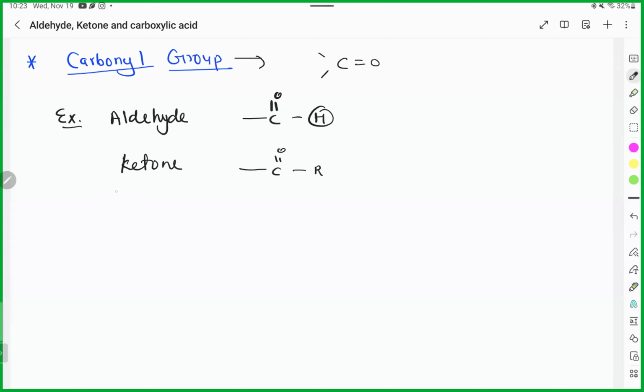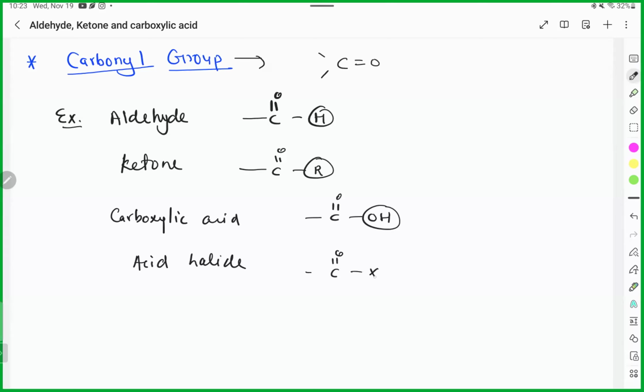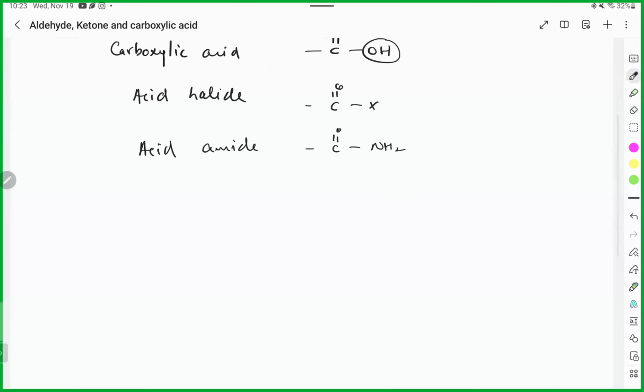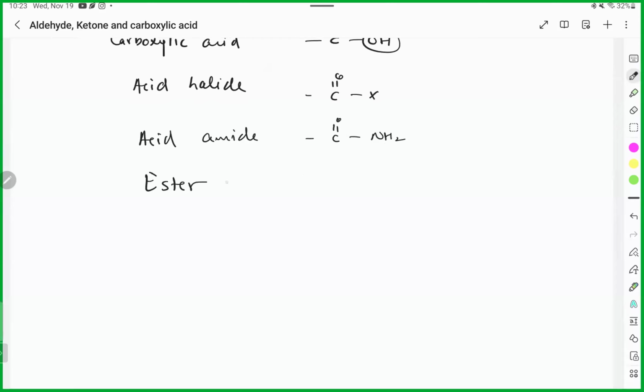What else? Carboxylic acid. So in carboxylic acid, here you will have OH, because carbonyl is a common thing, right? What else? Acid halide, acid amide, ester, and acid anhydride as well.